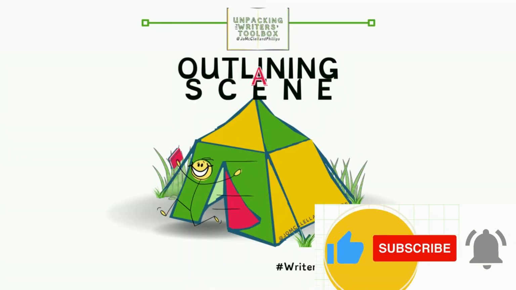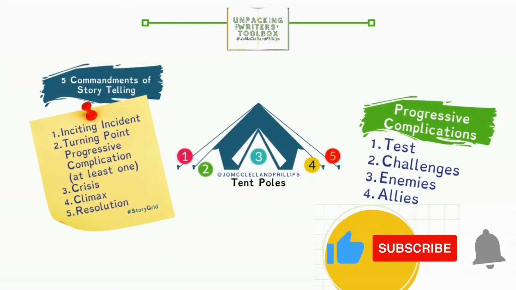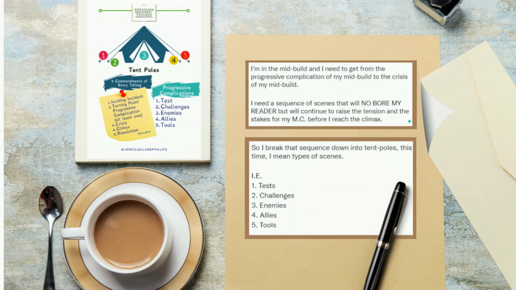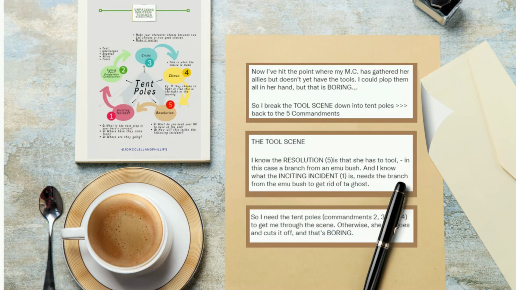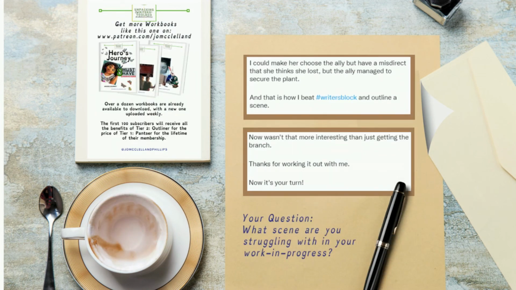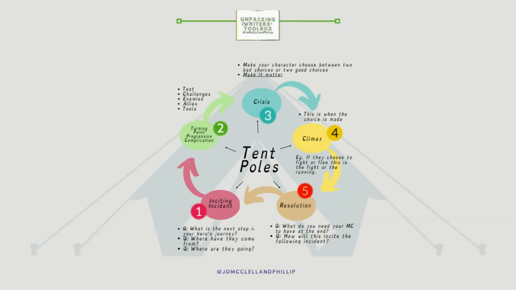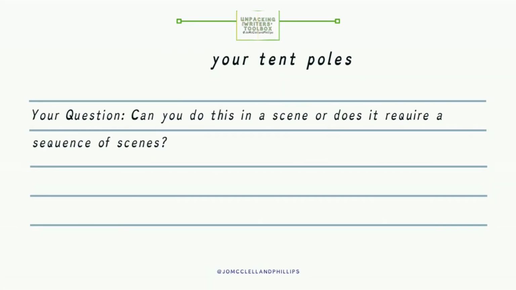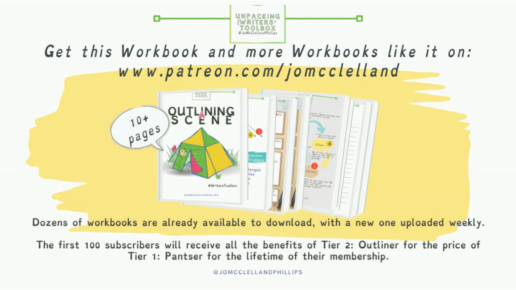To review, you have your tent poles. That's your 5 commandments of storytelling and your progressive complications. You can use these as points of reference for where you are in your story and to break it down sequence by sequence or even scene by scene.